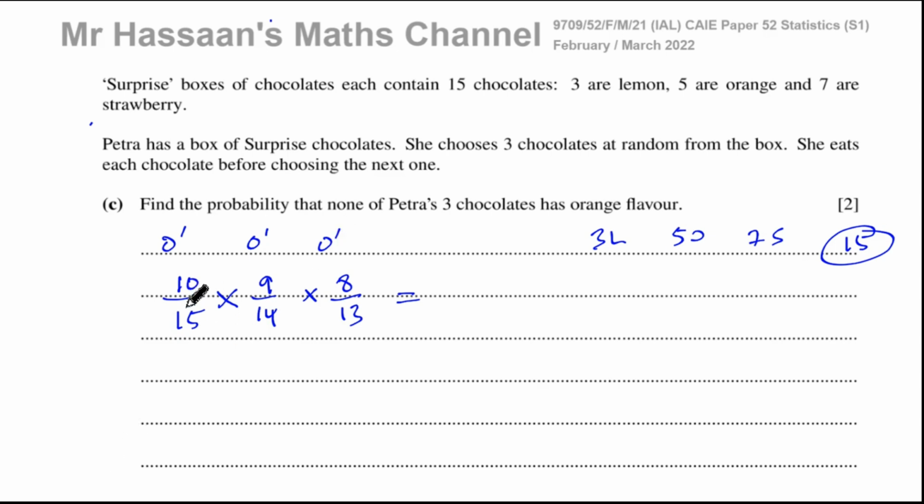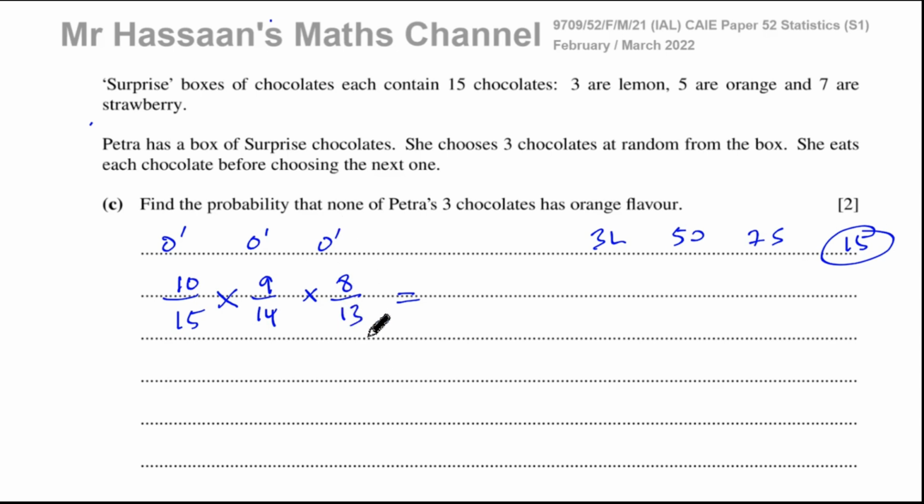Because she's taking them and eating them, there's going to be 1 less each time overall. So 1 less not orange every time she picks, because you want to find all 3 of them are basically not orange. None of them have orange flavor. So this will give you your answer.